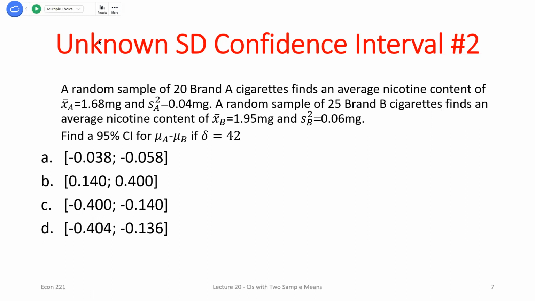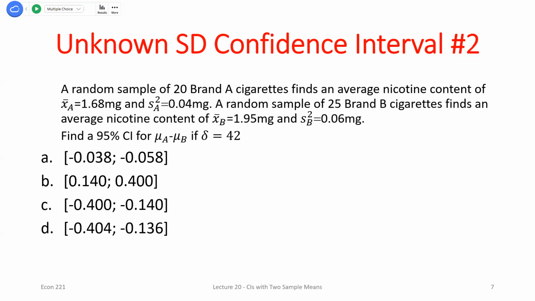Ready to look at this, but which of these should not be a possibility to be the correct answer? B. Why? What's the sample difference we found? A is less than B, so we're going to have a negative difference. I think it's negative 0.27. Negative 0.27 isn't even in that confidence interval, right? So right away, we should think it's either C or D.